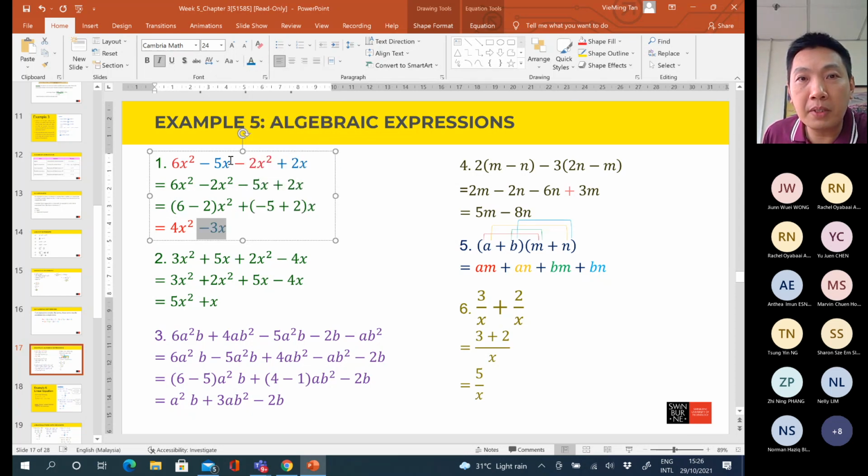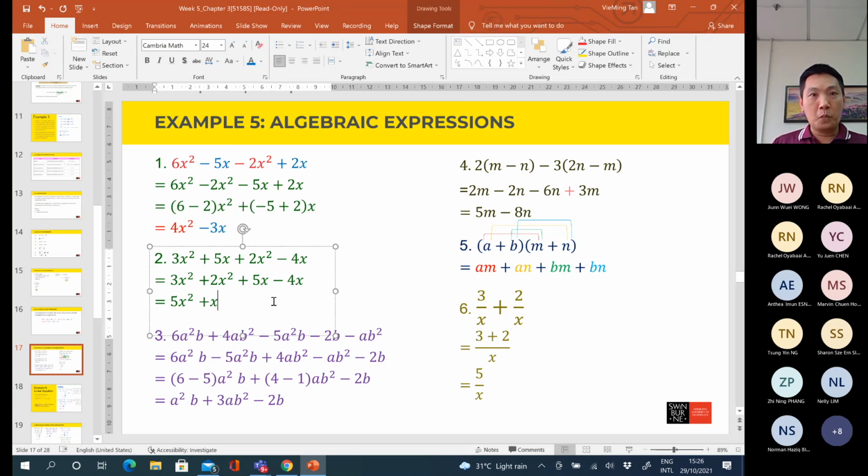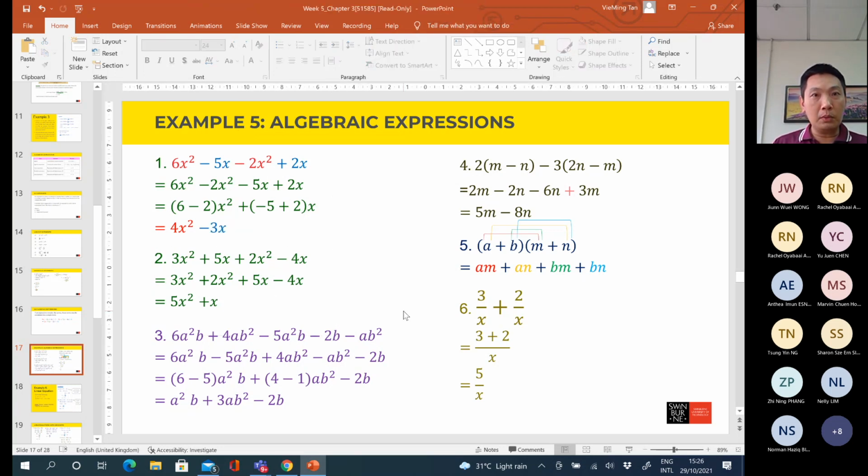So you can jump from this step to here directly, if you are able to identify which one is apple, which one is orange. Two different species now. X power 2 and x power 1 are different species. Okay, question 2, same format as this one also.